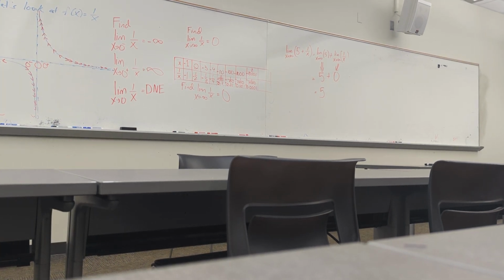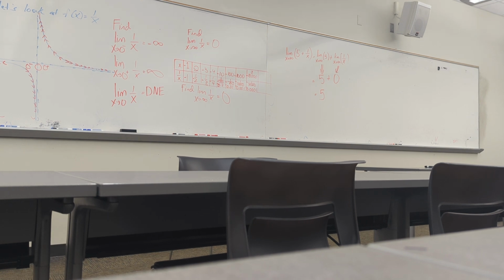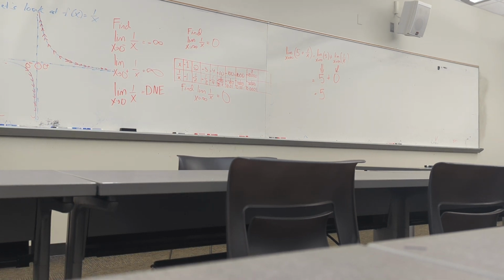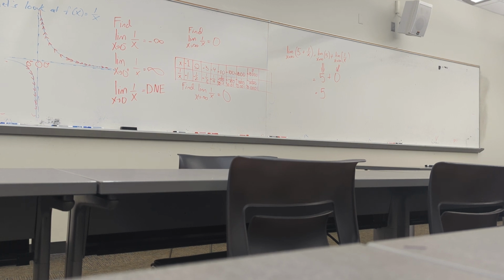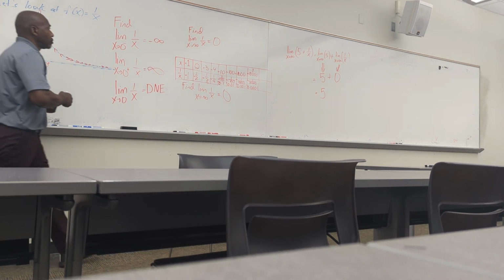So now, class, we've got the guidelines for finding the horizontal asymptote. Yes, ma'am. Could you do another example? Please?